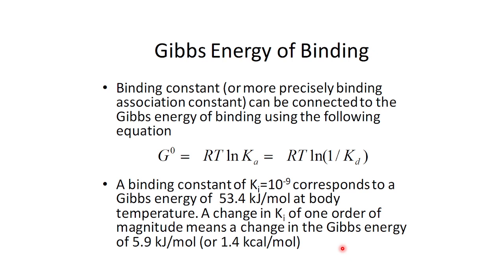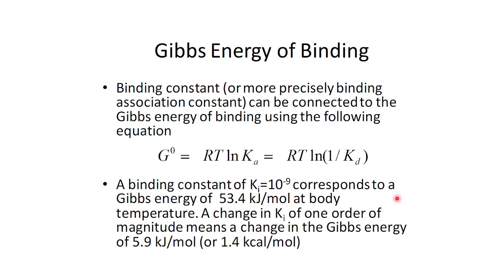Okay, now coming to the Gibbs energy of binding, I have spoken about it before, that the binding association constant can be connected to the Gibbs energy via this equation, G naught equals RT ln Ka, which equals RT ln 1 by Kd, and if you put a minus here, then this value becomes plus. So a binding constant of Ki equals 10 to the power minus 9 corresponds to a Gibbs energy of 53.4 kilojoule per mole at 25 degrees centigrade. And a change in the Ki of one order of magnitude means a change in the Gibbs free energy of 5.9 kilojoule per mole or 1.4 kilocalorie per mole.